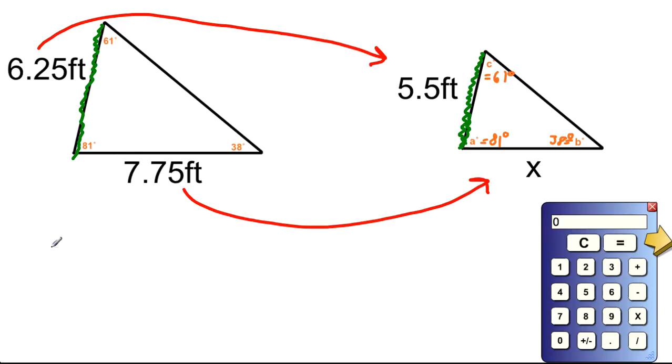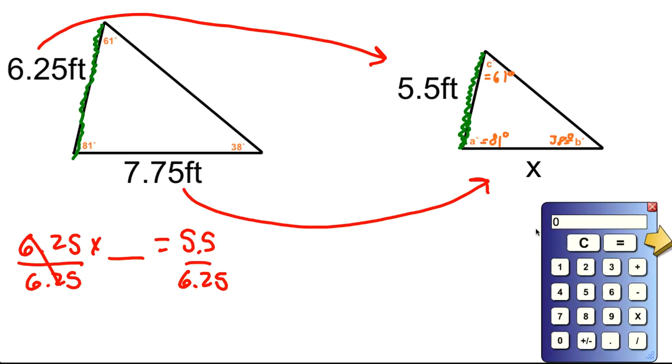So much like the last video, I want to find what value I multiply 6.25 by in order to get 5.5. And I'm going to be using a little bit of help from my calculator over here. So once I isolate this variable by dividing by 6.25, I'm going to plug it into my calculator. 5.5 divided by 6.25. And I'm going to see my scale factor, once I divide 5.5 by 6.25, is 88/100ths, or just 0.88.